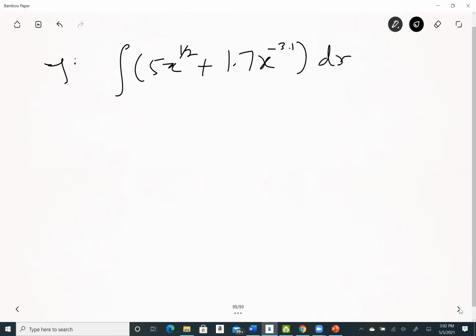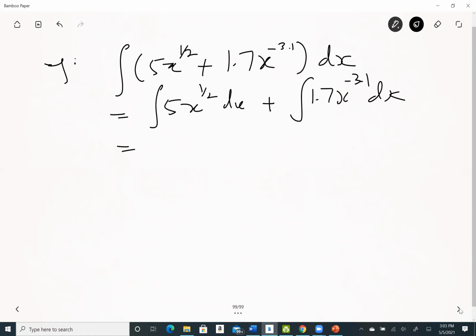So go back to that example. What you want to do here is find the integration of the whole thing, 5x to the power of half plus 1.7x to the power of -3.1 dx. And the rule says you individually integrate them. So that will be the integral of 5x to the power of half dx plus the integral of 1.7x to the power of -3.1 dx.